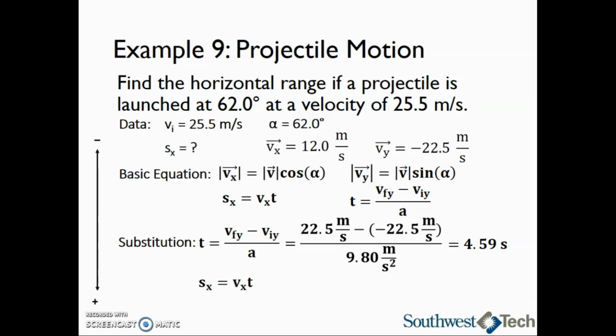The distance in x is equal to the velocity in x multiplied by time. Substituting, we have 12.0 meters per second times 4.59 seconds gives us a distance of 57.4 meters. This concludes our example of projectile motion and of the motion unit.